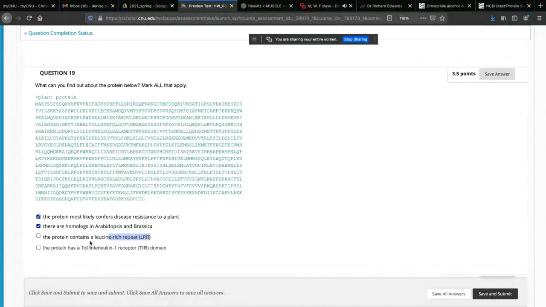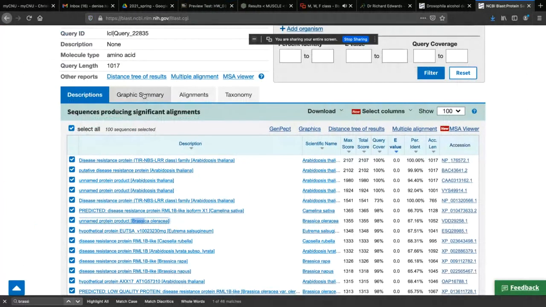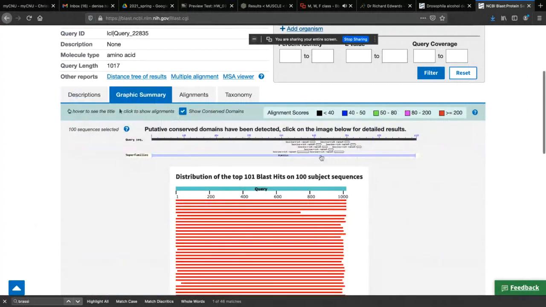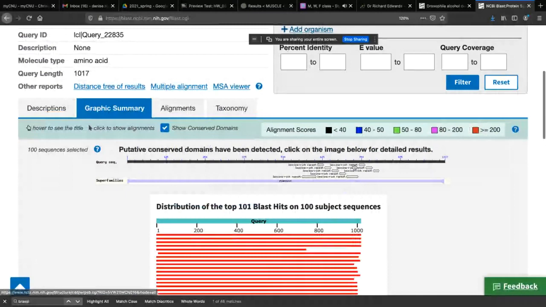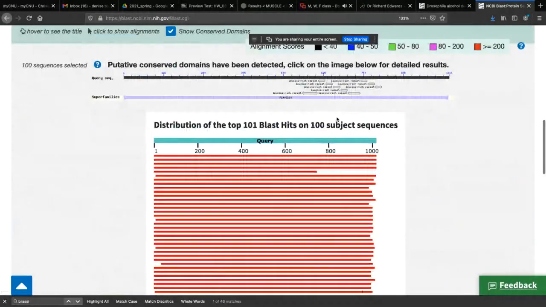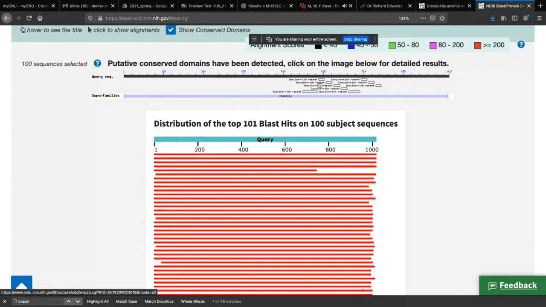This one we have to look at the sequence of the plant, the protein, and this one too. How do we answer those? Then we have to go here, graphic summary. Let me make it bigger because you guys need to be able to see this. The graphic summary shows you the part you're familiar with by now, but also this top part here, where these things are called motifs. They're sequences that keep appearing in places. So it has a leucine-rich repeat. That is true.